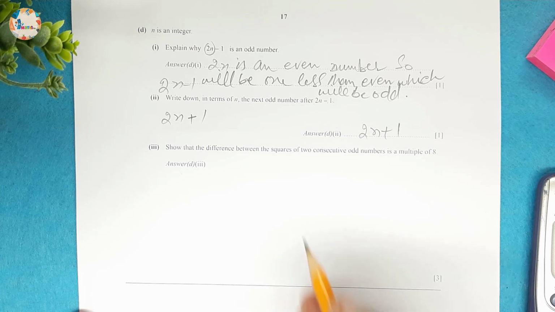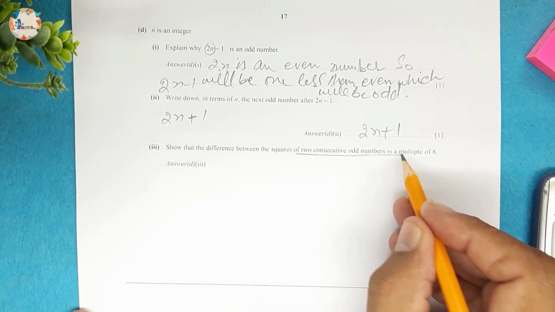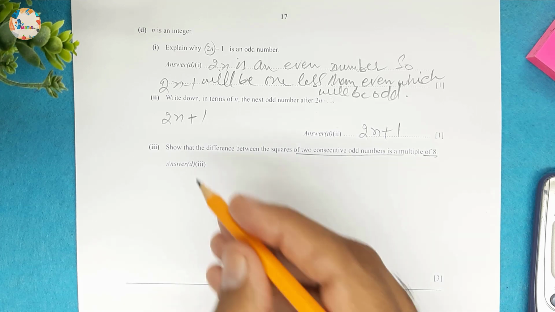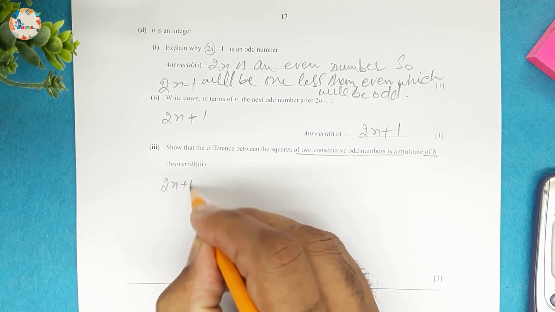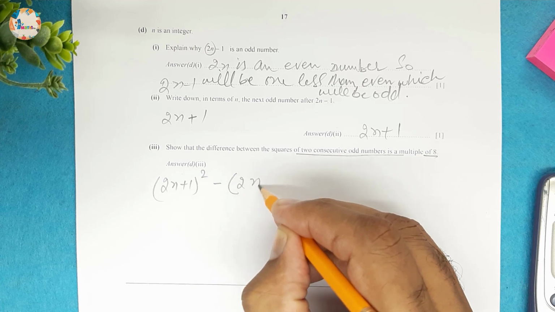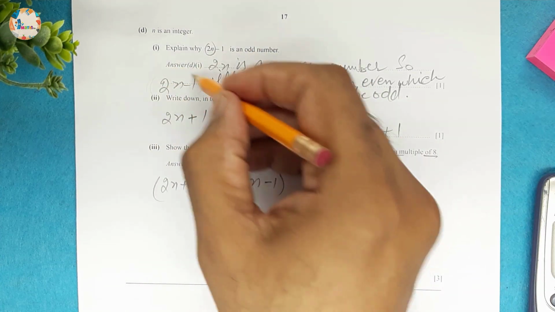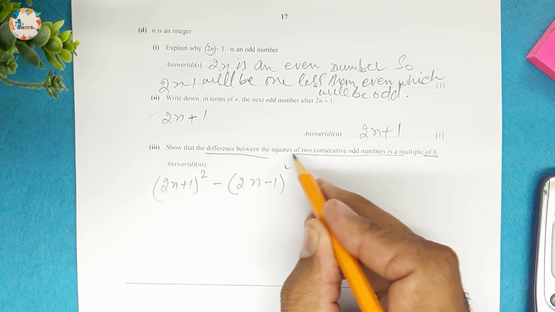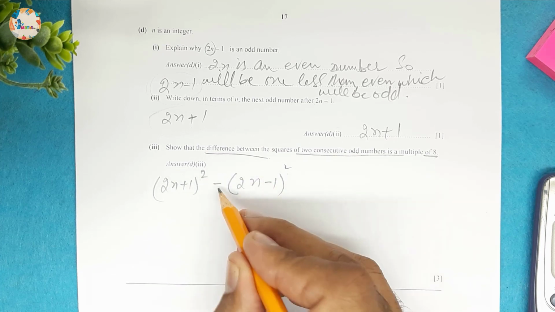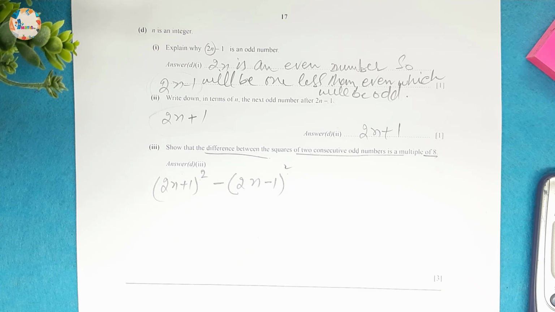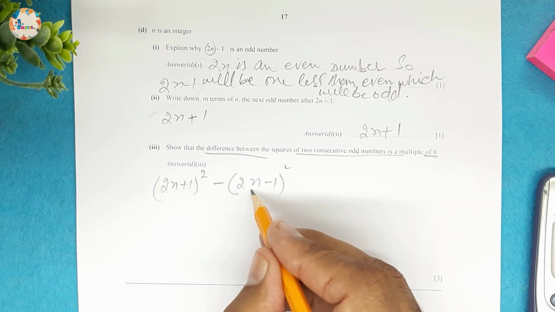Then show that the difference between the squares of two consecutive odd numbers is a multiple of 8. So for the squares of consecutive odd numbers, we can suppose the first odd number is, for example, 2n plus 1, which is squared, and the second is 2n minus 1. Basically the first odd number is this one and the second odd number is this one, so we need the difference between their squares. And this one we can calculate, we can just open this one.